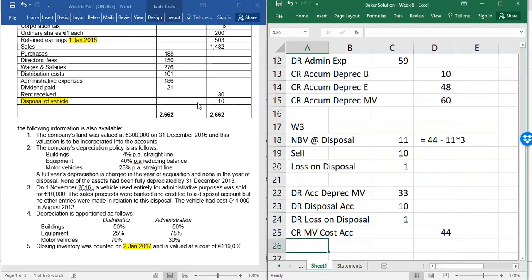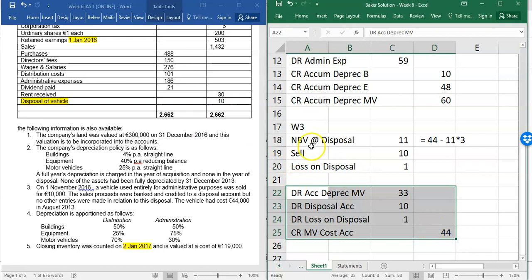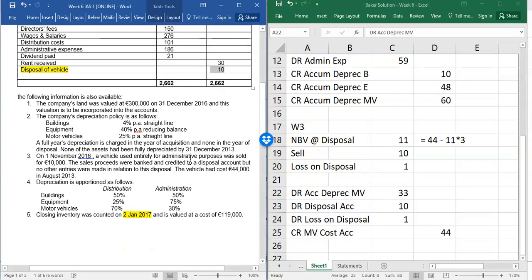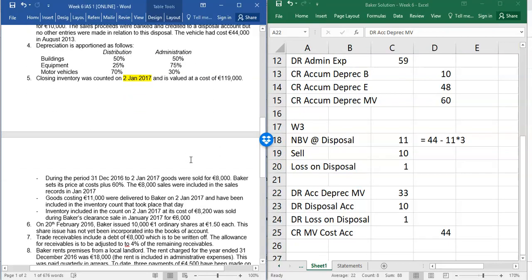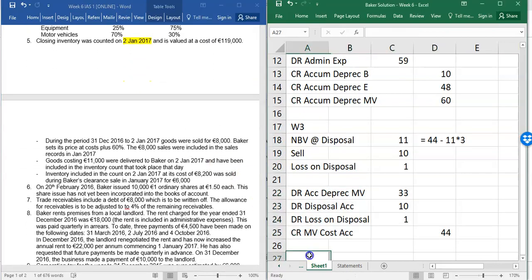But it's important that you understand exactly how to deal with the disposal of a non-current asset, which would have been covered in AF1. And so there's your debits and credits, and all these will have to go into our financial statements in some way, shape or form. So that's moving us on to working 5, or working 4 should I say, which is note 5.